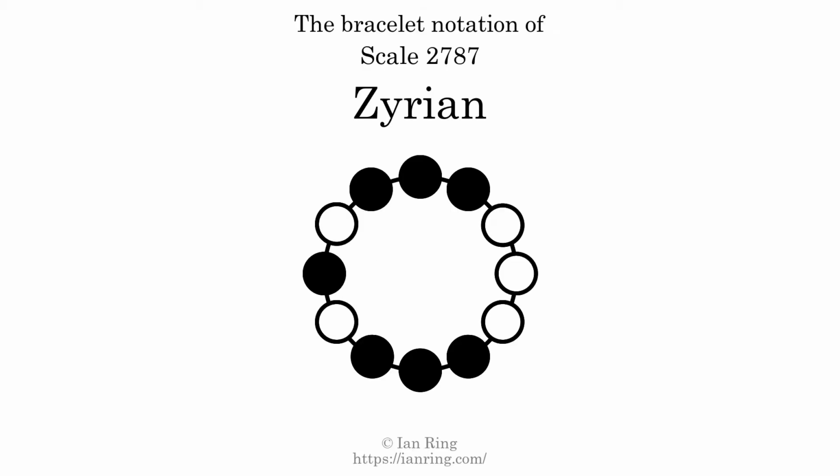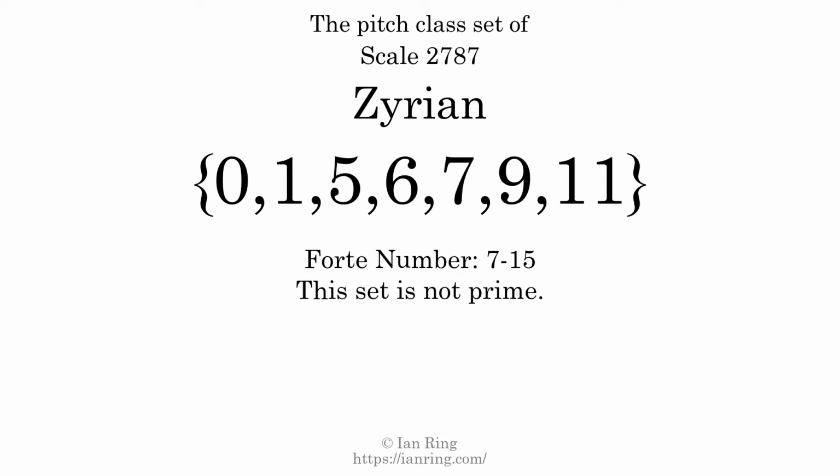This is a bracelet notation diagram of scale 2787. The shaded circles represent tones that appear in the scale, and they are read clockwise, starting at the top. The pitch class set for this scale is 0, 1, 5, 6, 7, 9, 11. The fault class is 7, 15. This set is not prime.